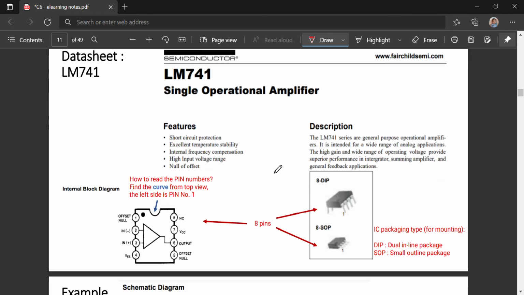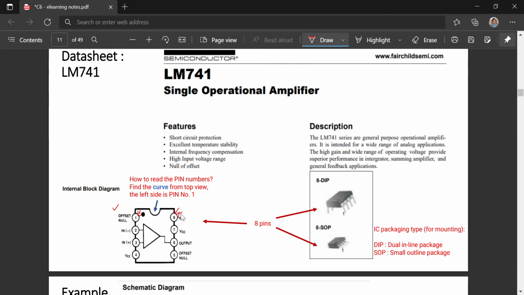This is the general purpose op-amp LM741. Here is the datasheet. We can see here there is an internal block diagram. In the simplest model, it has 8 pins, numbered 1 until 8. Pin 1 is offset null.